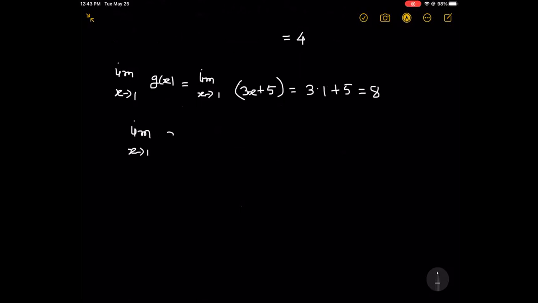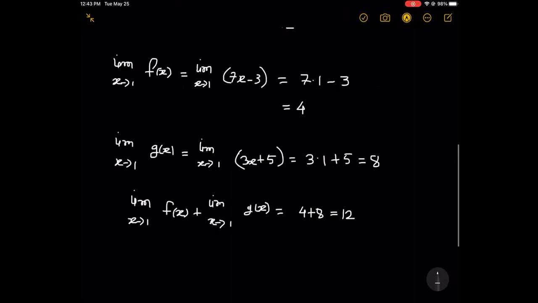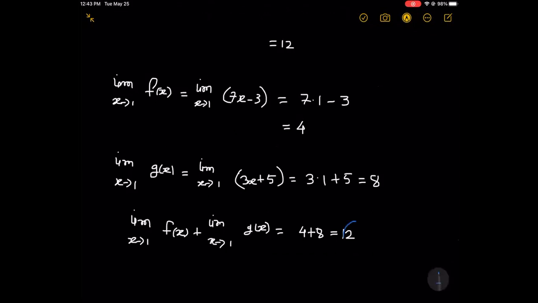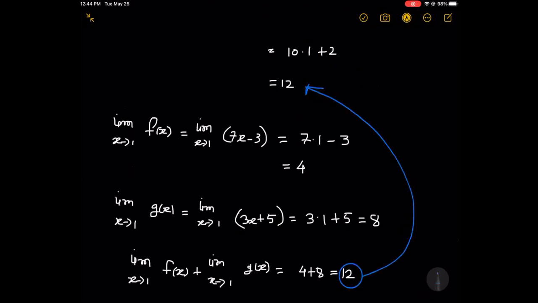So if we add these two, limit x tends to 1 f of x plus limit x tends to 1 g of x, it gives me 4 plus 8, 12, and it is the same as this. So this proves the theorem. Any question from this?